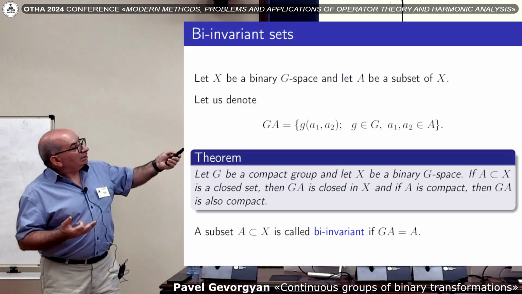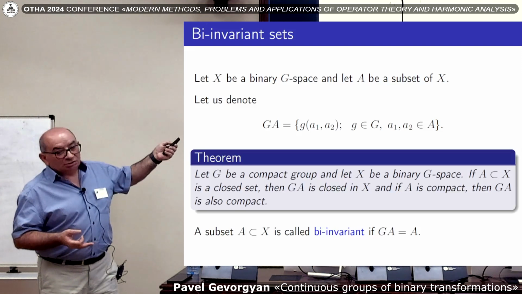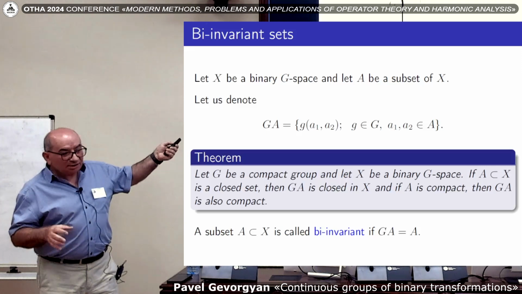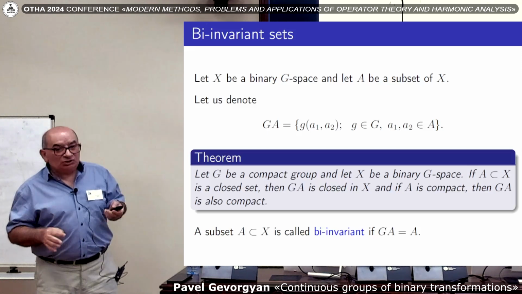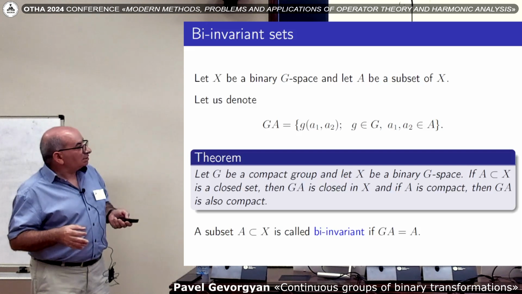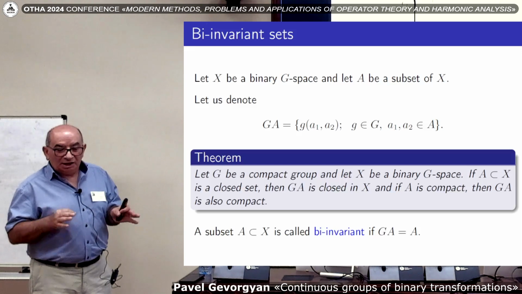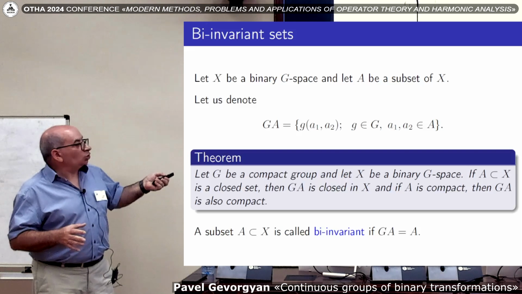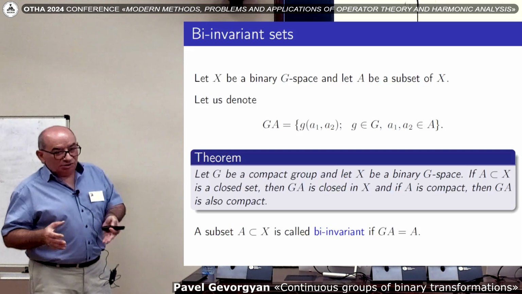Let A be a subset of a binary G space X. Denote by GA the set of all elements of X of this type, G of (a1, a2). If G is a compact group and X is a binary G space, then GA is closed or compact when A is closed or compact, respectively. Now, a subset A is called bi-invariant if the set GA coincides with the set A.